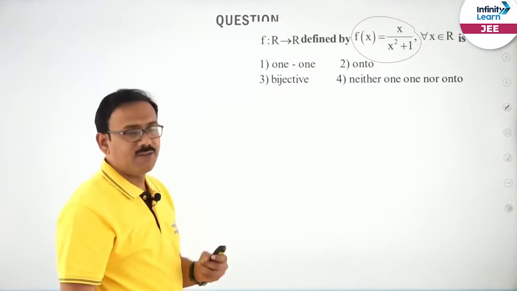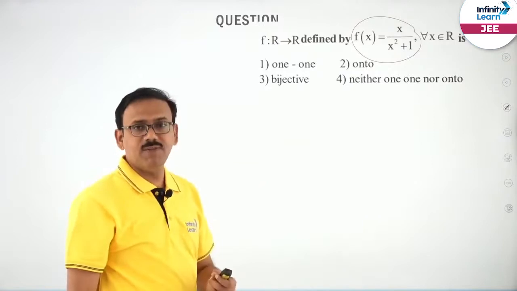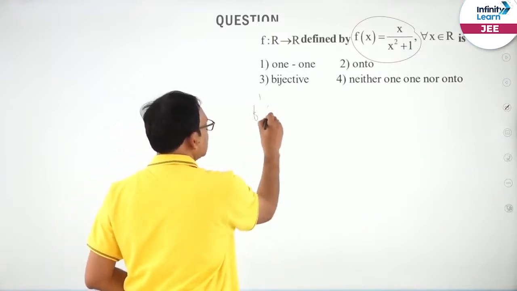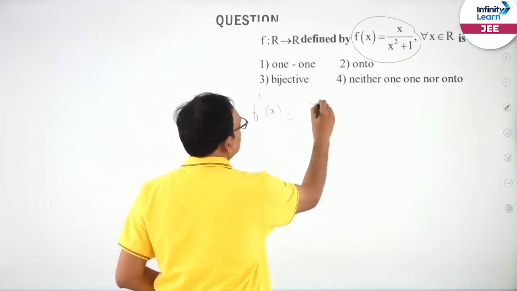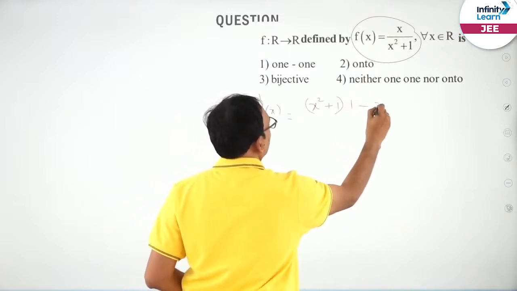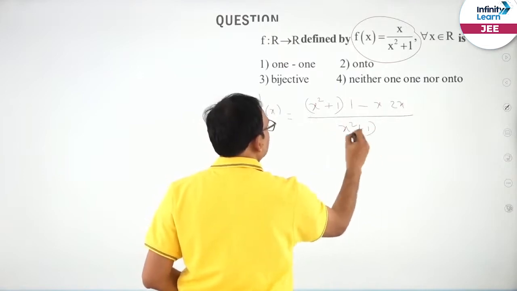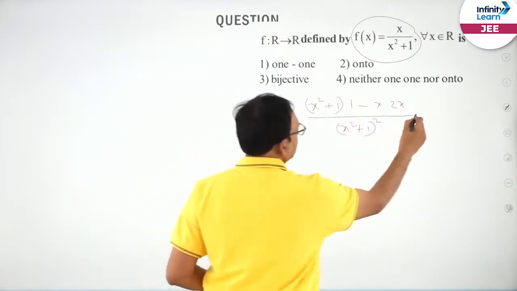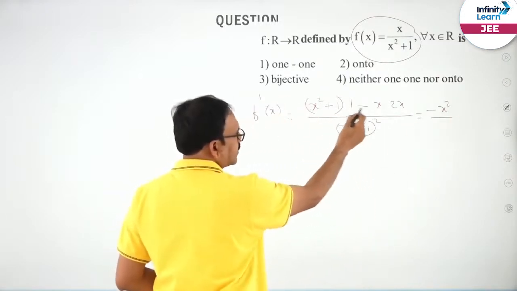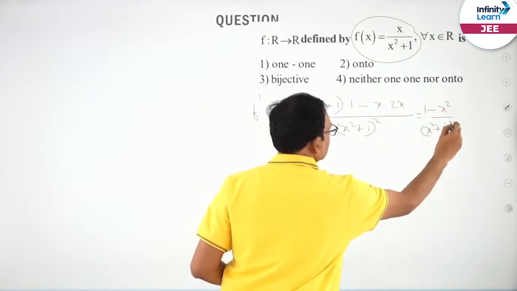Point number 1, friends: to check 1-1 nature, since it is a differentiable function, better you take the derivative. What is f'(x)? It is like u/v, so (v times derivative of u minus u times derivative of v) by v^2. So, friends, this is (1 minus x^2) by (x^2 + 1) whole square.